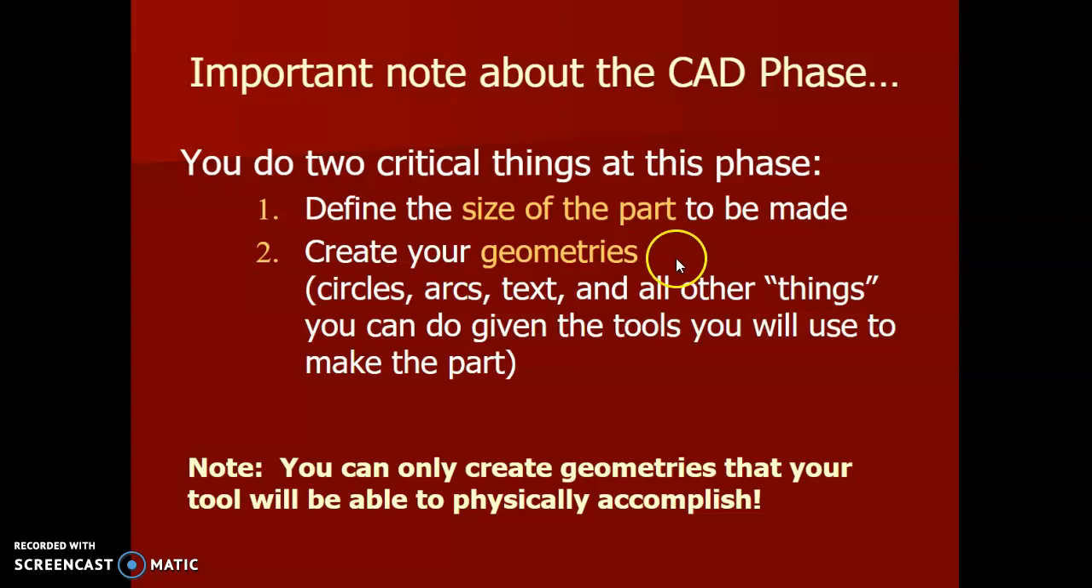And secondly, you're going to create your geometries. A geometry is considered a circle, an arc, a text, and all the other, quote, things that you can do given the tools that we'll use to make the part. We'll talk about tools here in a few minutes. Note that you can only create geometries that your tool will be able to physically accomplish. In other words, if I have a bit or an end mill and I want to cut something smaller than that, I can't do it because I can't shrink that end mill.